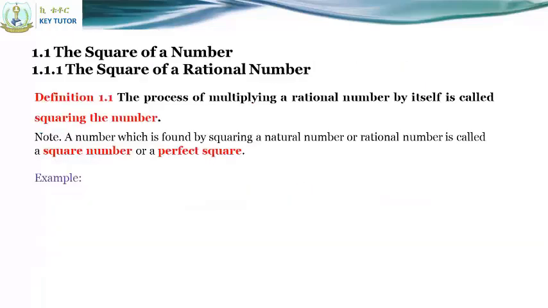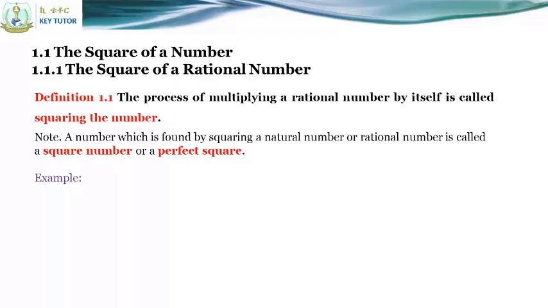Coming to the first topic of the first unit, we'll be focusing on the square of a number, in particular the square of a rational number. Let's take our first definition. What do you mean by squaring the number? The process of multiplying a rational number by itself is called squaring the number or squaring the rational number.